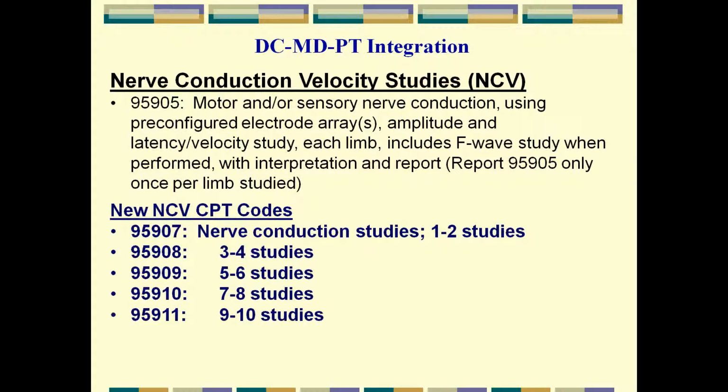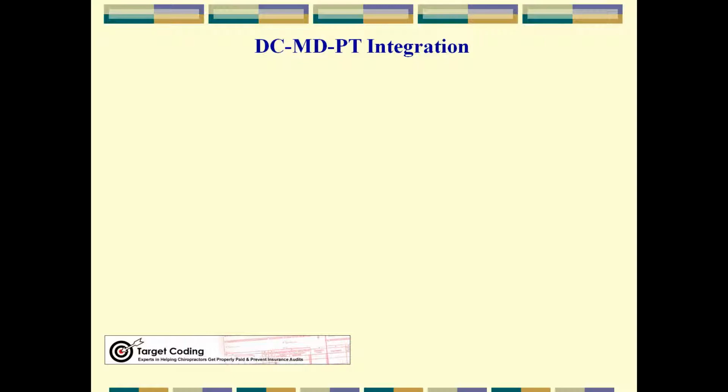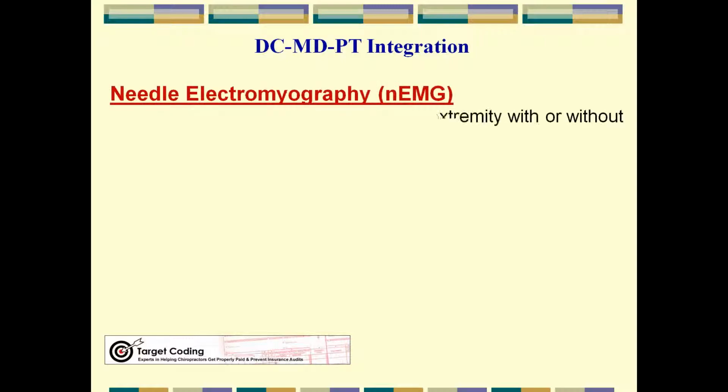Now, the new codes that are in place for NCVs are 95907 through 95913. Those are the new NCV CPT codes. Now, again, if you're billing insurance, you should be aware of that particular insurance company's policy. Here's an example of Aetna's policy on NCVs. This is just one page. I think it's about 15 pages of information. And it tells you what they feel is necessary, what they would want to see, what's not medically necessary for certain things regarding NCVs. So you should read these policies and be aware of them.